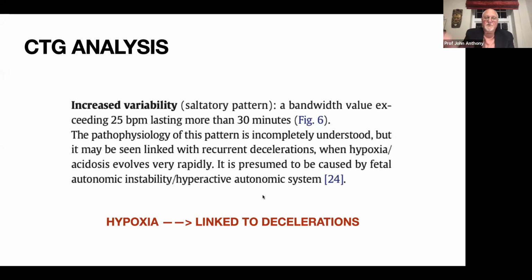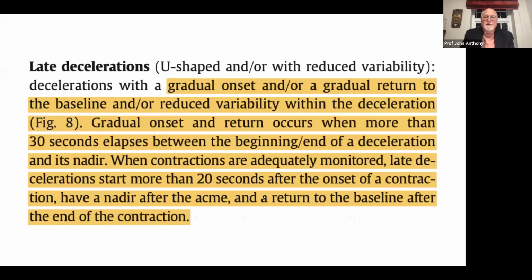So we've covered the baseline, we've covered the variability. The next thing we need to consider is the question of decelerations. And again, late decelerations are defined here in this text as a gradual onset and or gradual return to the baseline, and or reduced variability within the deceleration. But then they also tell you what a gradual onset and a gradual return to the baseline means.